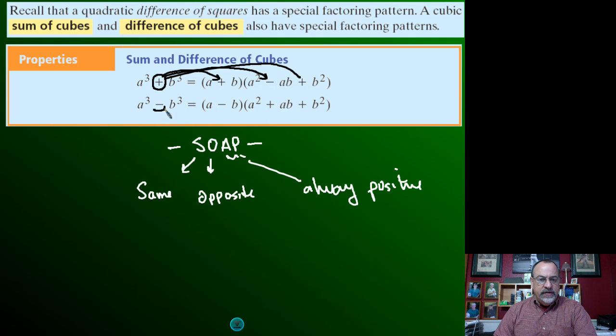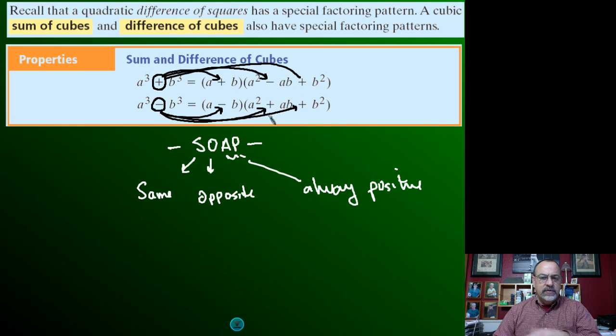When you're looking for a difference, it's the same acronym. The first sign is the same, the second sign is the opposite of this one, and then the last one is positive. So whenever you're factoring the sum or difference of two cubes, as far as the signs go, the first sign is always the same, the second sign is always the opposite of this one, and then the last one is always positive. So you'll always want to use SOAP.